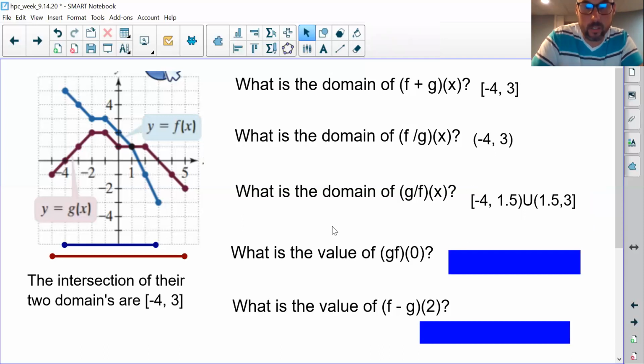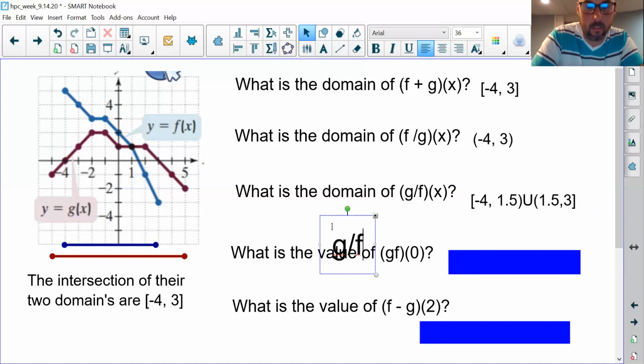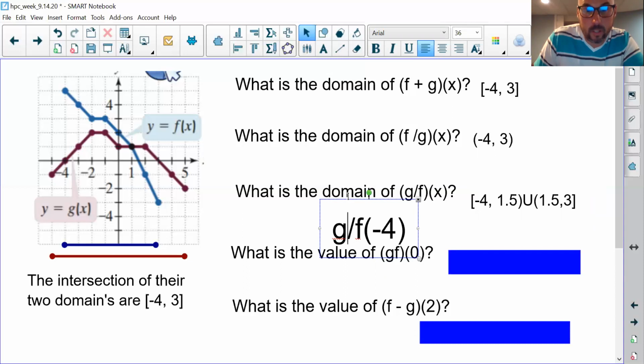By the way, what is g divided by f of -4, for example? Well, g of -4 is 0, and f of -4 is 5. So you tell me, what's 0 divided by 5? It's just 0. What about g divided by f of -3? Well, g of -3 is 1, and f of -3 is 4. So what's 1 divided by 4? It's 1/4.